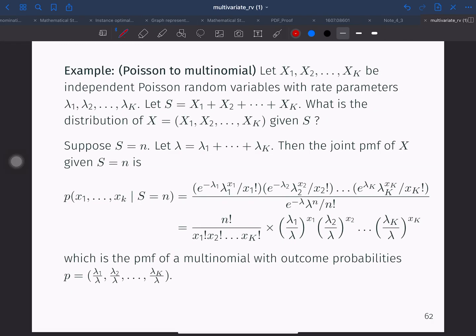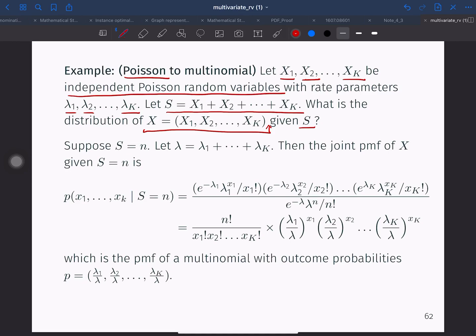But another quite well-known use of the multinomial is as a case of conditioning on the sum of Poissons. So if you have x1, x2, up to x capital K, and they're independent Poisson random variables, and they each have different rate parameters, lambda 1, lambda 2, up to lambda capital K. And now you let S be the sum of these Poissons. So then what is the distribution of the multivariate random variable x1 to x capital K given the value of this sum?